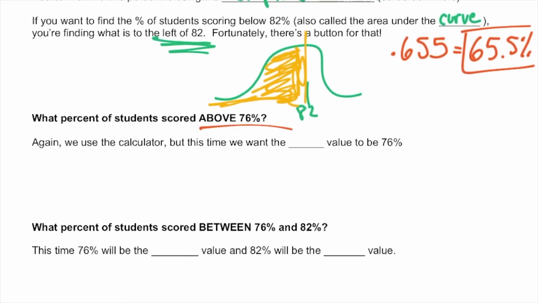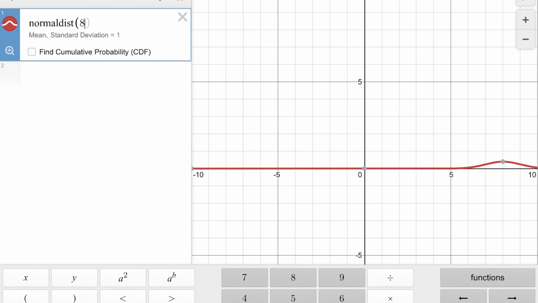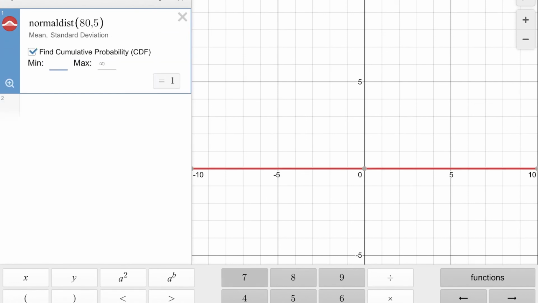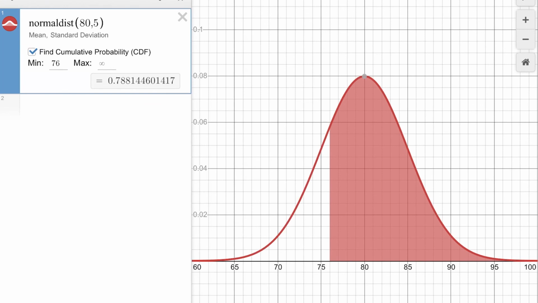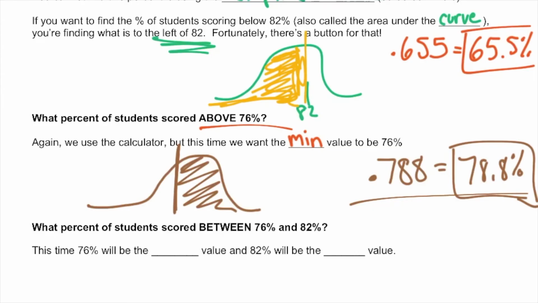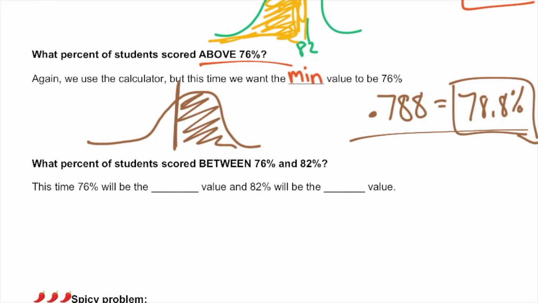Next, we're talking about students scoring above 76. So when we use the calculator this time, we want the minimum to be a 76. So let's go back to Desmos. So I'm just going to type all that back in. And now 76 is the minimum, and I'm going to zoom in, and we can see that 78.8% is under it.